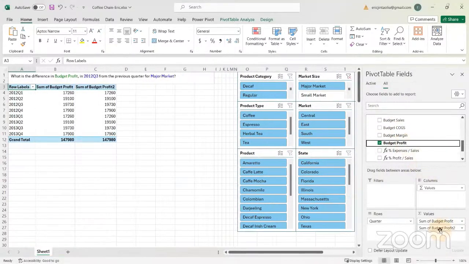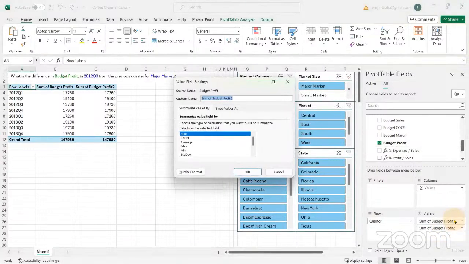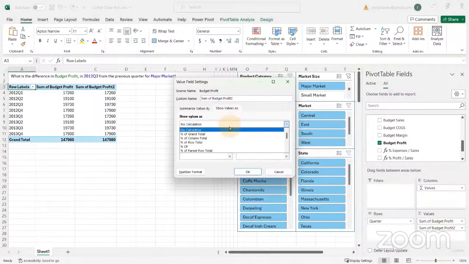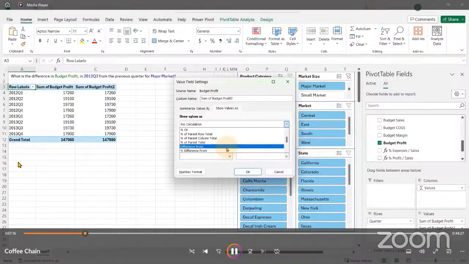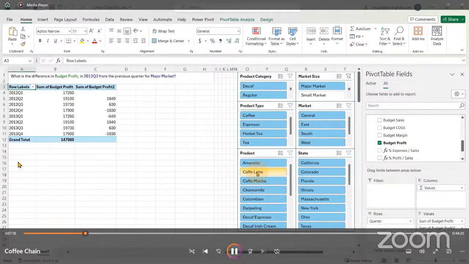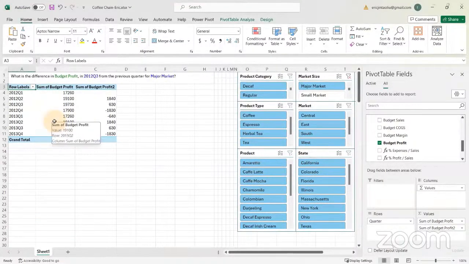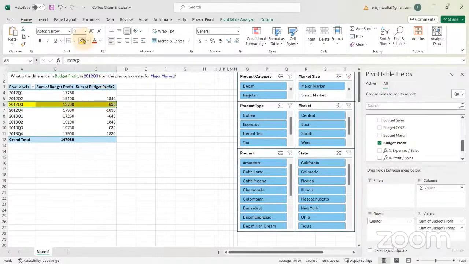Step 3 and 4. Add measure budget profit to values the second time, and show value as difference from previous. Step 5. Filter rows. Difference from previous is 630.